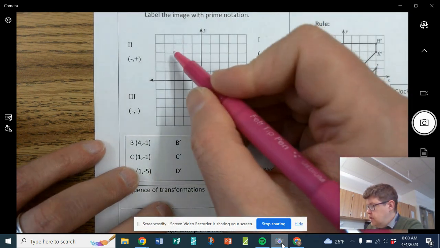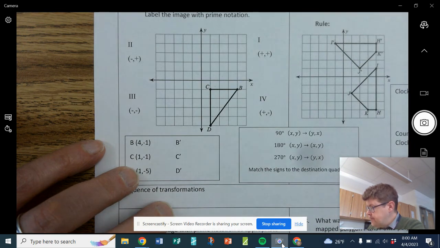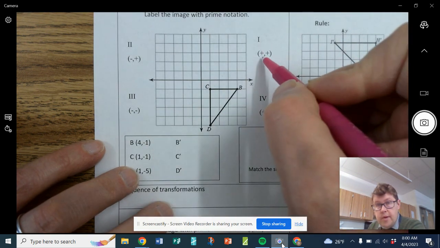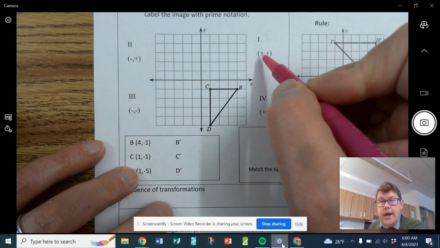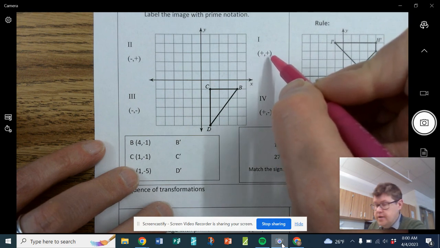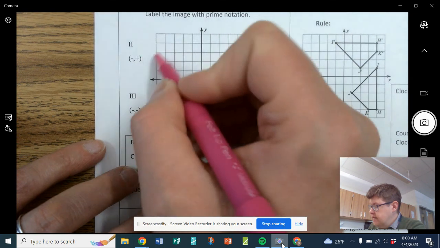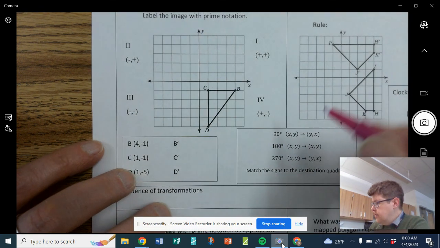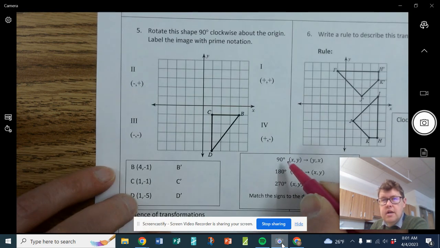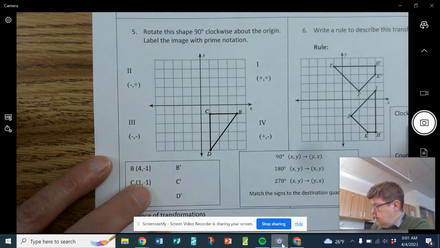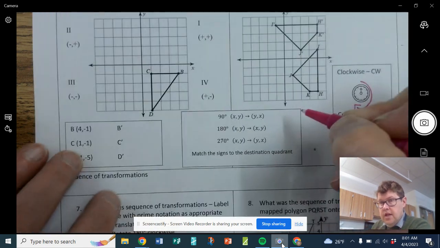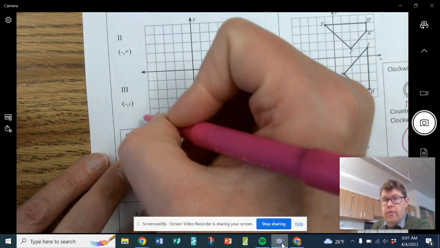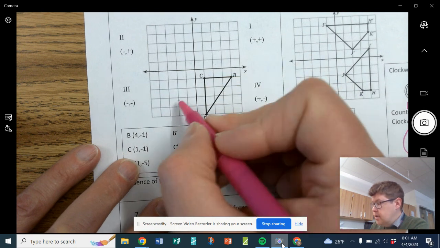I've got quadrant 1, 2, 3, and 4. And they've got these signs right here, right? So this represents whether the X and Y are positive in that quadrant, right? So in here, they're both positive, and here your X is positive, your Y is negative, okay, and so on. So if we're going to do a 90 degree clockwise rotation, clockwise goes this way. So I take this shape and I go this way. So 90 degrees is basically 1 box of movement.